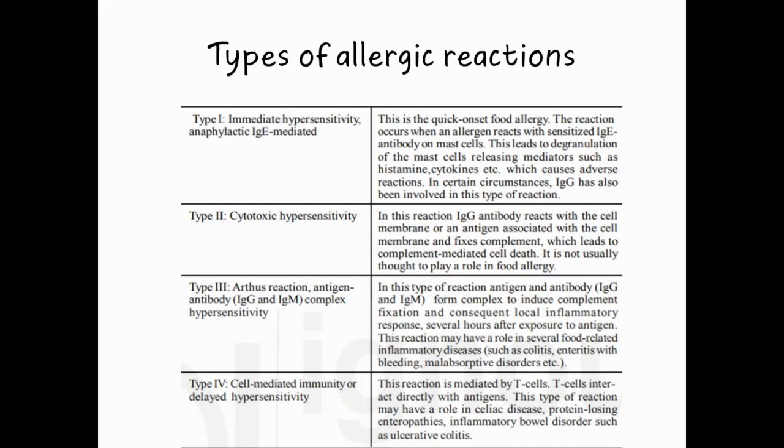Okay, so basically here, if an antigen is exposed, then the IgG and IgM together form a complex and then induce complement fixation, and then an inflammatory response happens because of the production of the complex. This reaction may have a role in several food related inflammatory diseases such as colitis, enteritis with bleeding, and malabsorptive disorders. So this is a type which is happening because of your food allergy.